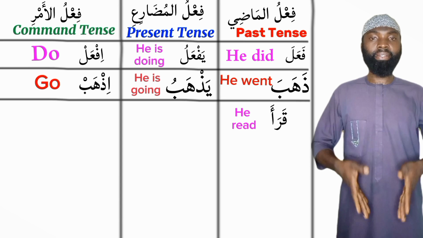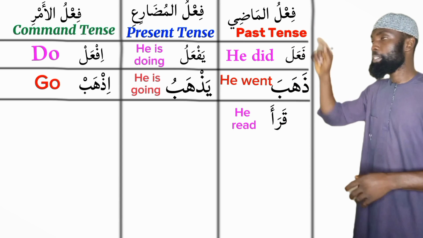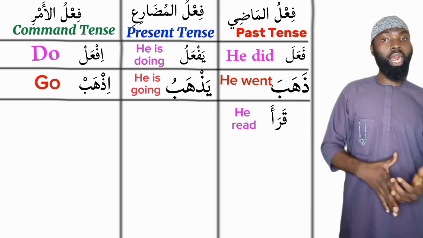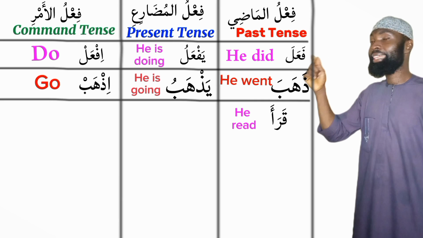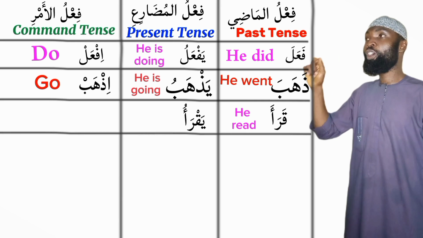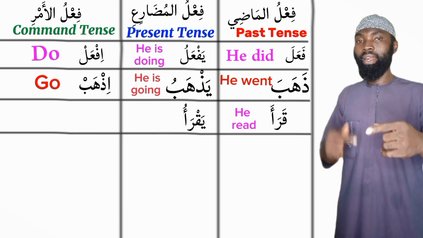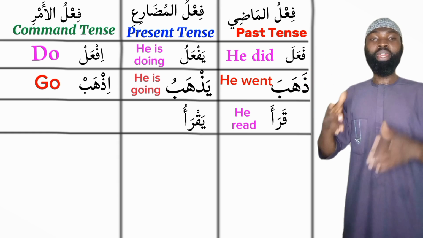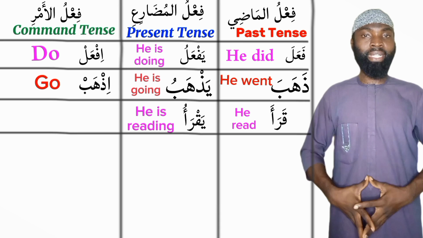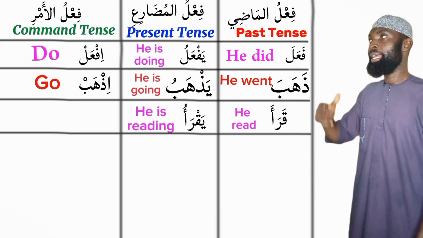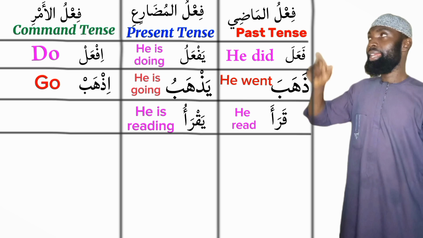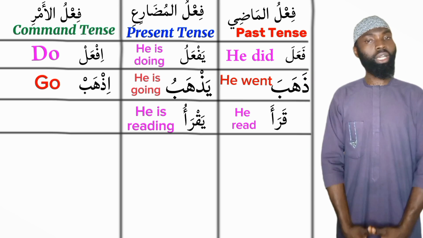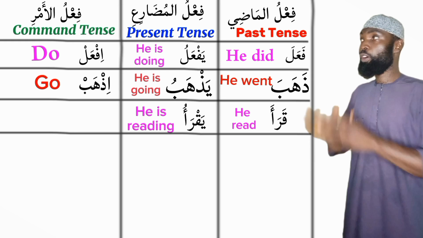Now if you want to say he is reading, all you need to do is follow the first pattern, which is yaf'alu, to form the present tense from the word qara'a. You add the ya to it, making it yaqra'u. Yaf'alu, yaqra'u. Can you see? Yaqra'u. He is reading presently. Again, fa'ala, he did. Qara'a, he read. Yaf'alu, he is doing. Yaqra'u, he is reading. MashaAllah.